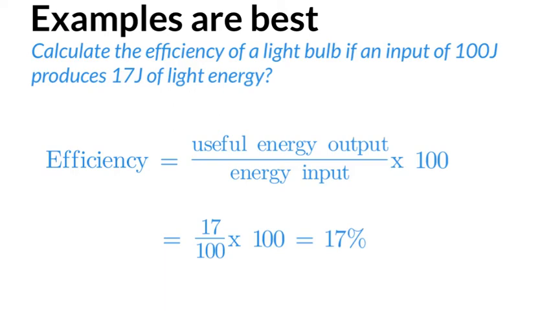We can also use this to manipulate. Alright, so let's look at the formula again. Efficiency, as I said, is a percentage, hence the times 100. So it's useful energy output divided by energy input. Let's put those numbers in. Our useful energy is light, we have 17 joules. Our energy input is 100 joules. And so we end up with it being 17% efficient.